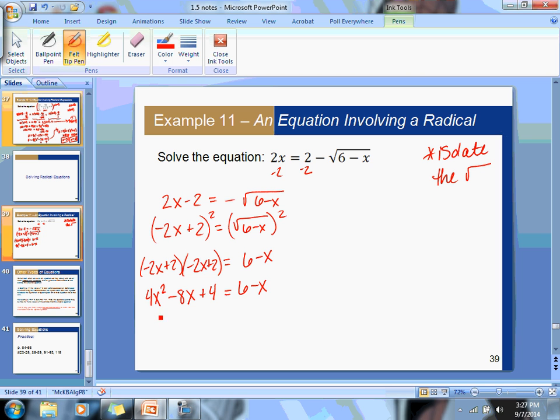Now again, I've got a quadratic. So I have to get everything over to the left side of the equal sign this time. So I'm going to want to subtract my 6 over and add my x over. Subtracting that 6 and adding that x. So then I'm going to have 4x squared minus 7x minus 2, and it'll all be set equal to 0. So now I have to factor to finish solving this. I'll do that over here.